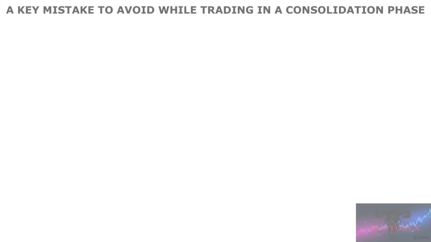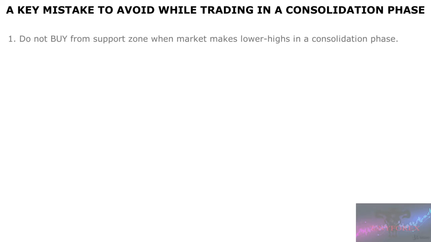Hello everyone to the second lecture in section 6, where I quickly want to go through a key error that support and resistance traders make while trading a breakout after a consolidation phase. It is very simple to understand, but it carries a significant importance in support and resistance trading during a sideways price activity. Therefore guys, you will never buy at support when the market is making lower highs in a consolidation phase.